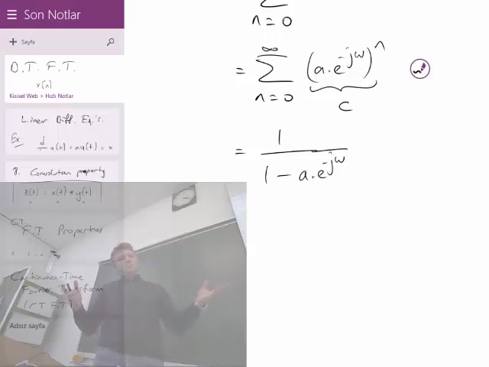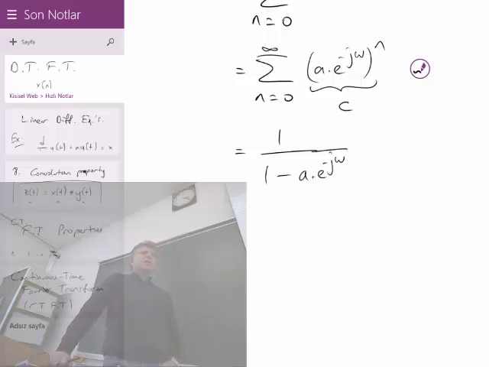If it doesn't converge, well, we have nothing. We don't have a Fourier transform then. It violates the famous Dirichlet conditions. So 1 over 1 minus c is valid if the magnitude of c is less than 1. Is the magnitude of c, this top thing, less than 1? a times e to the minus j omega. What is the magnitude of it?